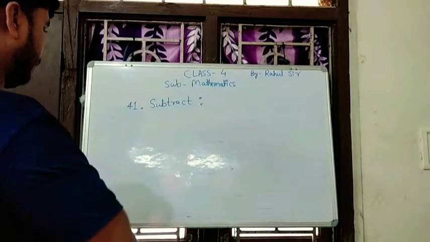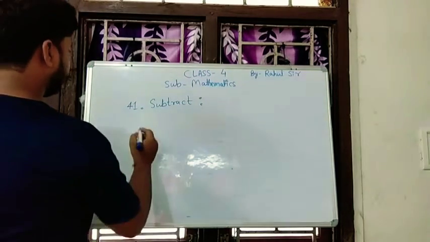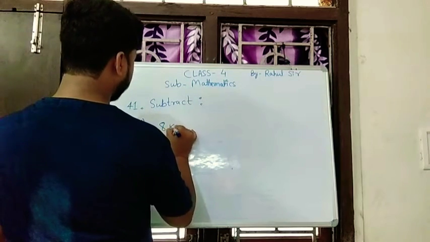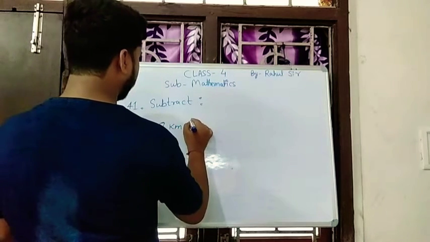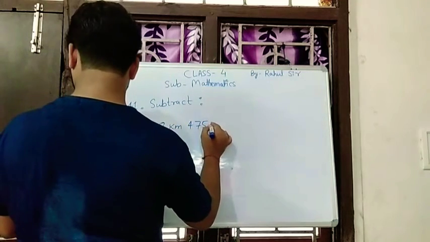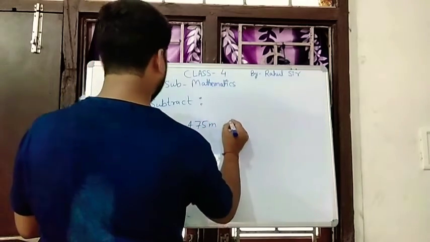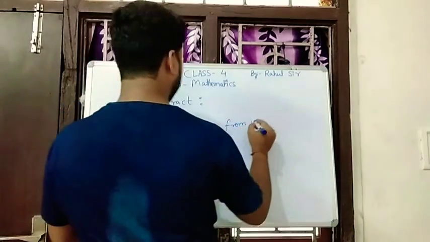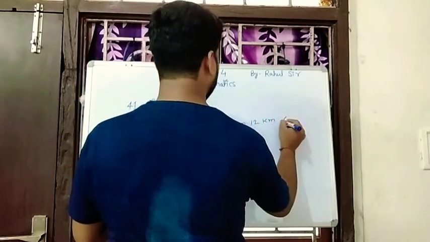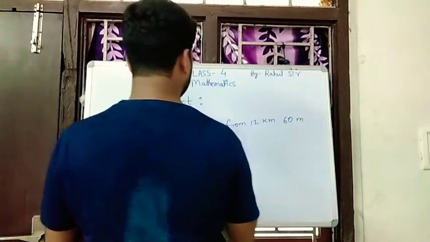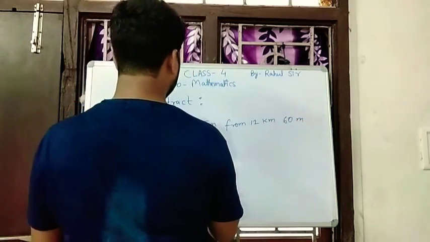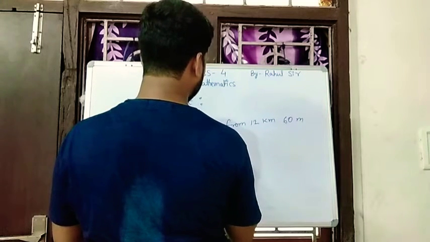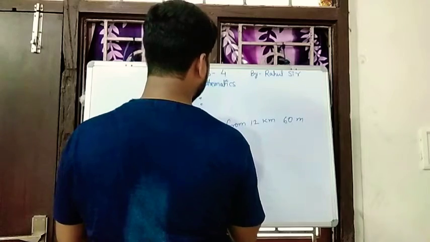And now come to the question number D. Subtract 12 kilometer 60 meter from 8 kilometer 475 meter.